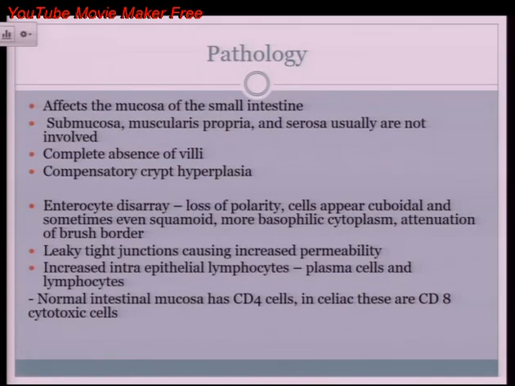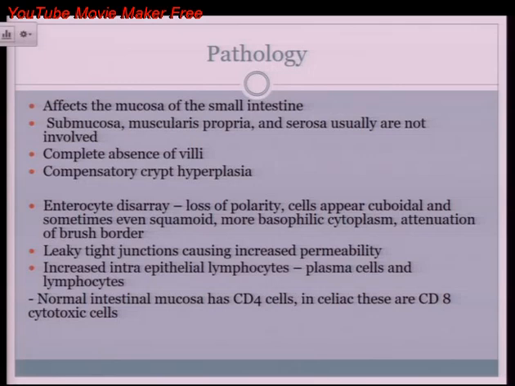So the pathology of celiac. Celiac affects the mucosa of the small intestine. It does not affect the submucosa, muscularis, or lamina propria. So it's characterized by a complete absence of villi, and we'll go over pictures, and there's compensatory crypt hyperplasia as a result of it. There's also a lot of other changes that you can see on the mucosa.